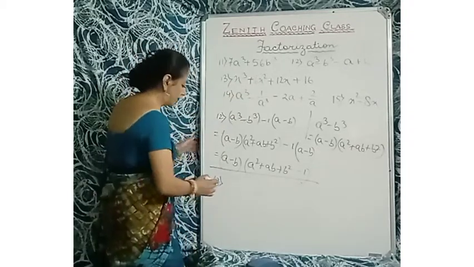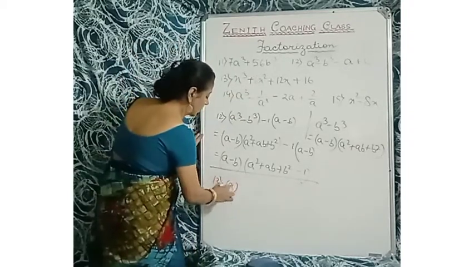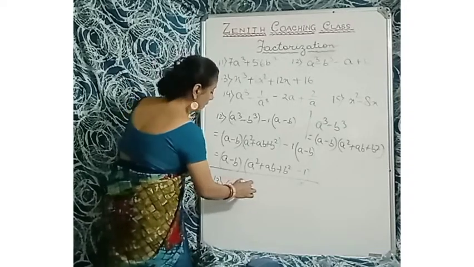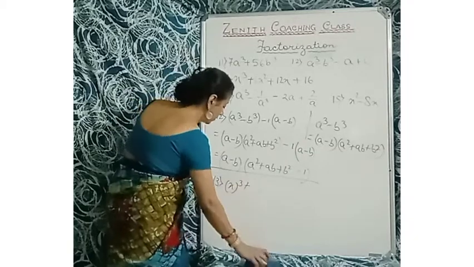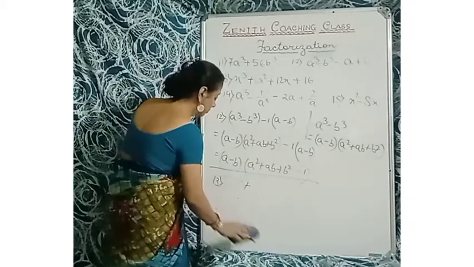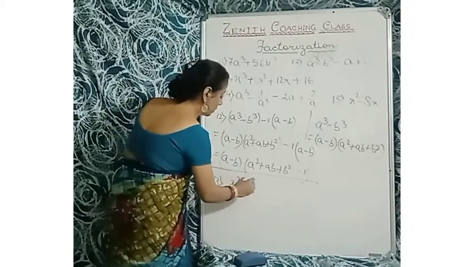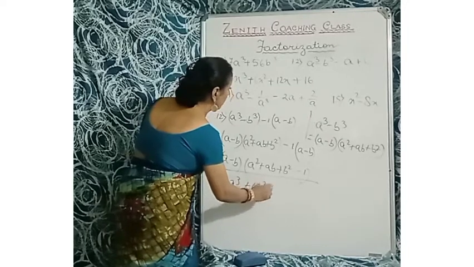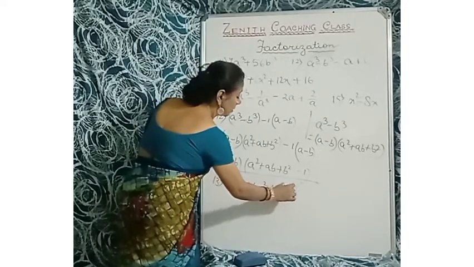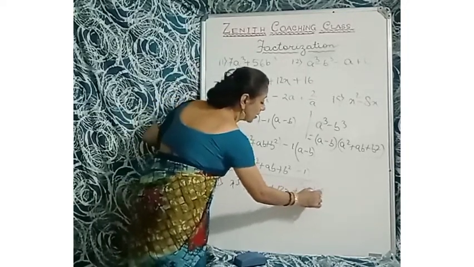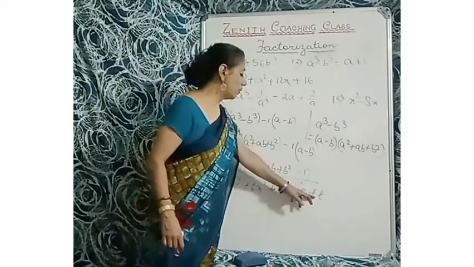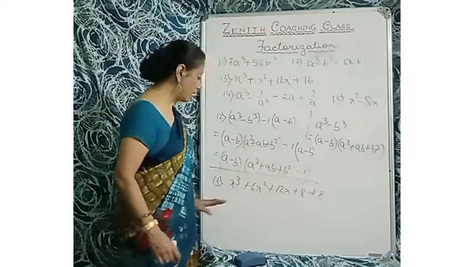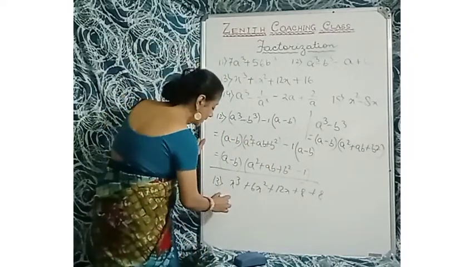So I'll take x cube plus 6x square. Okay, don't put a bracket here. x cube plus 6x square plus 12x plus 8 plus 8. Why plus 8? Because 8 is 2 cube, and here 8 is also 2 cube. Okay, let's think what to do.